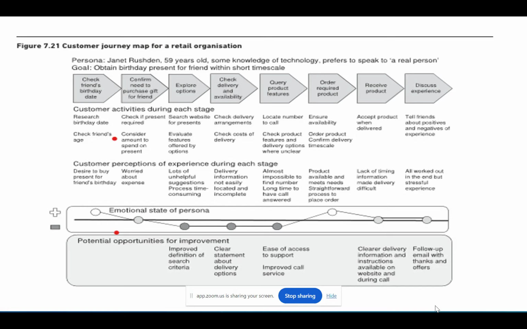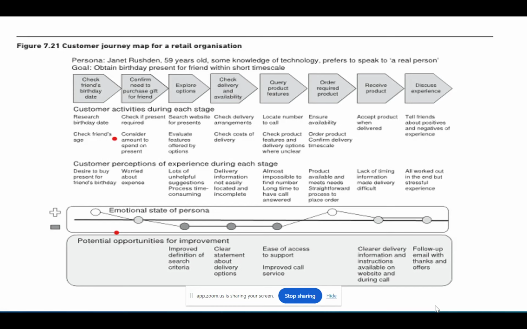So basically, you want to identify all the different interactions between the user and the organization, and how does that interaction go? What's the process? So, for example, you see here checking friend's birth date. She's researching her friend's birth date. She's checking her friend's age, all those sorts of things. She's confirming the need for a present. Is that present needed? How much am I going to spend on the present?